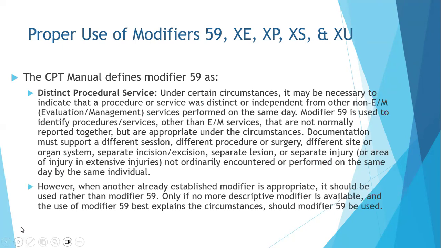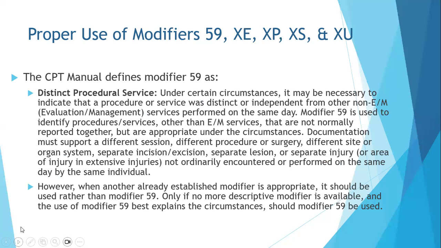So, proper uses of 59 and the X modifiers. The CPT book states that modifier 59 is a distinct procedural service. Under certain circumstances, it may be necessary to indicate that a procedure or service was distinct or independent from another non-E&M service. Remember, these are procedure modifiers, not evaluation and management modifiers. It has nothing to do with your E&M codes.